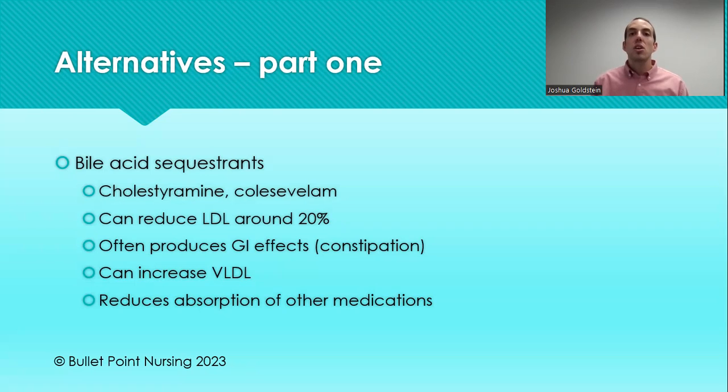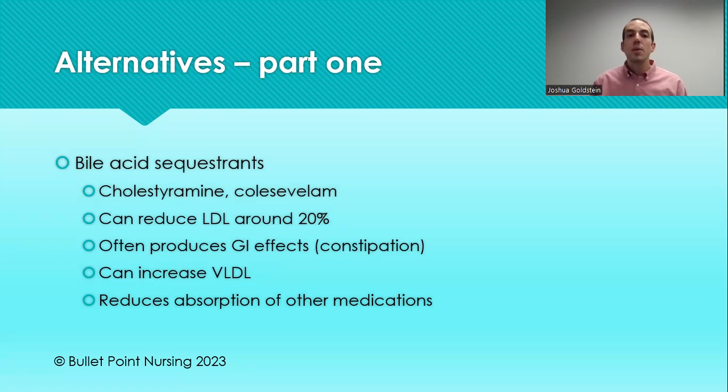Bile acid sequestrants are unique among these medications in that they can actually increase your VLDL or your triglycerides. So you want to be really careful, and this might not be a good option if a patient also has a really high triglyceride level. This would be a poor choice to add on to this patient's treatment.